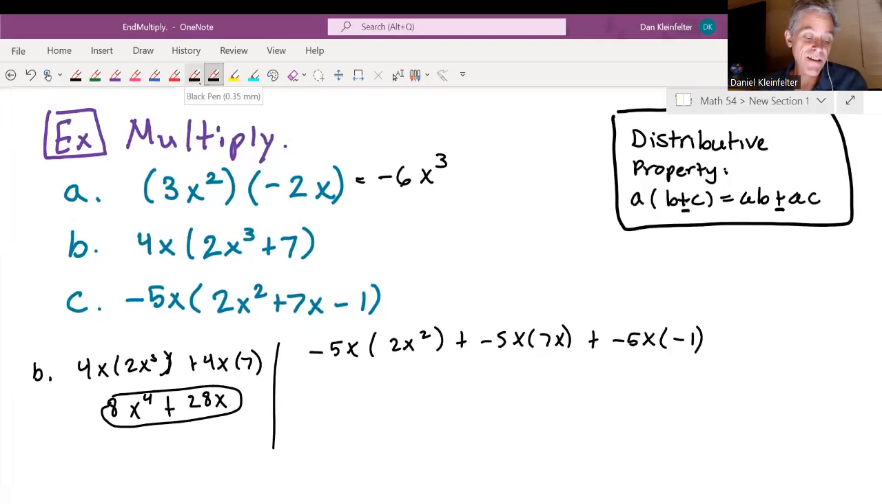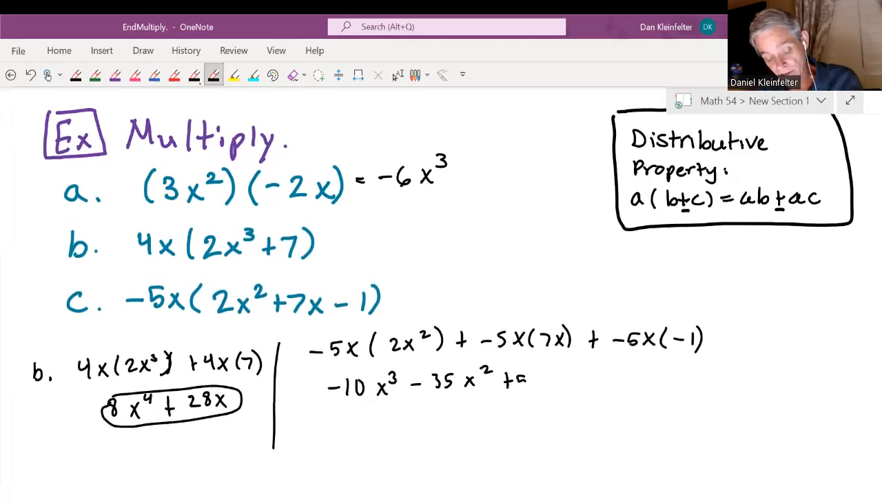Okay, so negative 5x times negative 2x squared will be negative 10. And then x times x squared is x cubed. Okay, negative 5x times 7x. Negative 5 times 7 is negative 35. And x times x gives x squared. Negative 5x times negative 1 is going to be positive 5x.